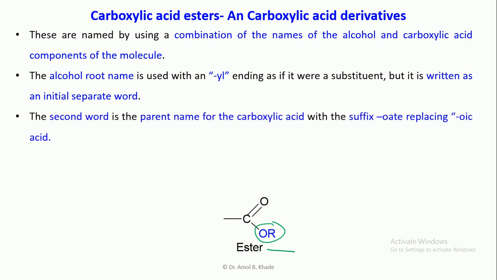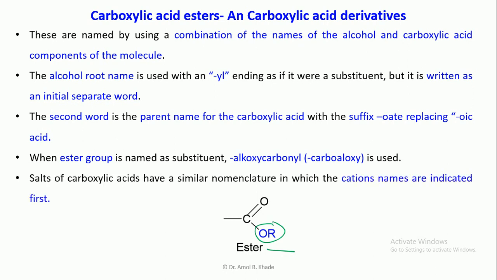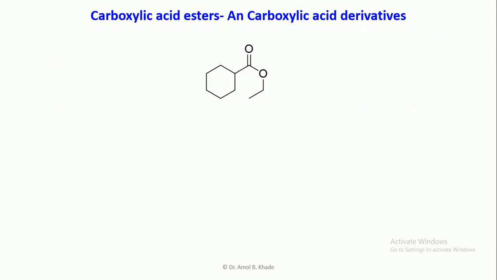The second word is the parent name for the carboxylic acid with the suffix OATE, replacing the oic acid of the carboxylic acid. When an ester group is named as a substituent, you can write it as alkoxycarbonyl, or you can write it as carboalkoxy. And when there are salts of this carboxylic acid, they have a similar nomenclature in which the cations are named first and then the remaining part. So we'll see how these rules can be implemented for these esters. Here you can see an example of a carboxylic acid ester.